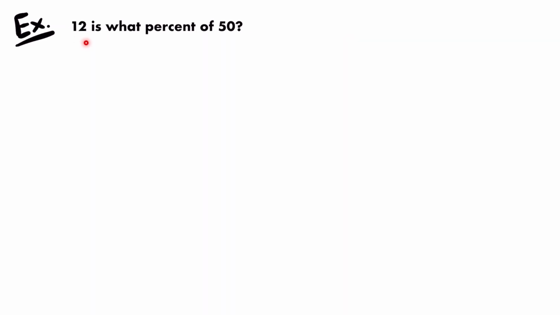Next up, we have 12 is what percent of 50? And so once again, to solve this problem, we want to translate it into the basic percent equation. And so let's try identifying the different parts. I always like to start with the percentage, which just like last time, we don't know in this problem, right? It says 12 is what percent of 50. So that phrase, what percent, is referring to the value of p, the percentage, okay?